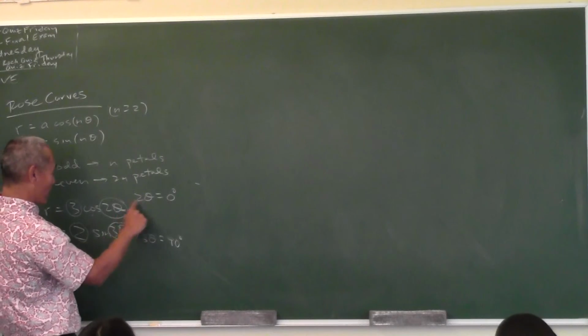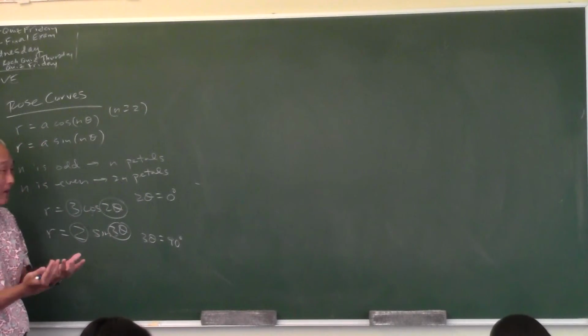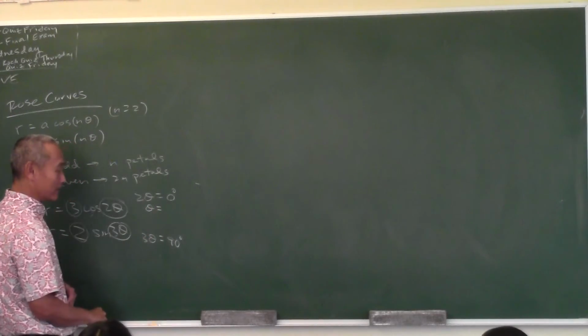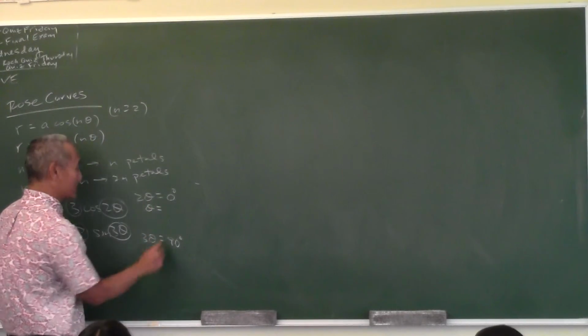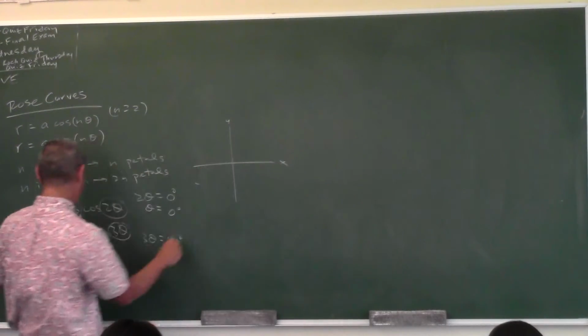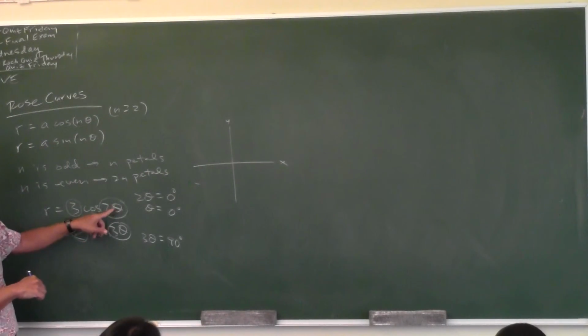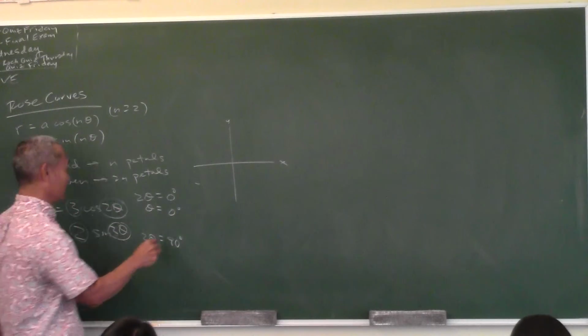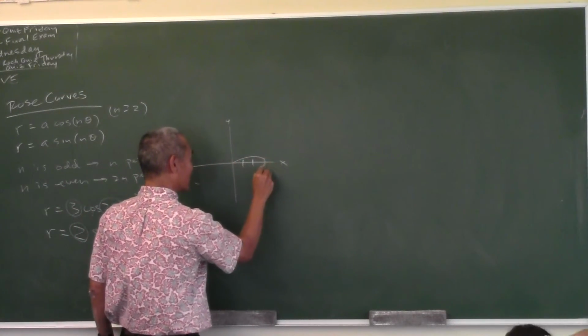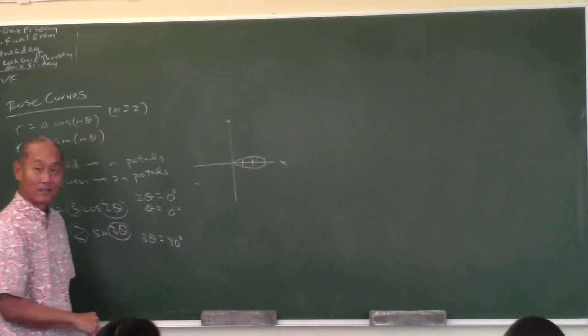So for the cosine one, let's graph. See, you have to become the calculator. If 2 theta equals 0, divide both sides by 2. What do you get? You get 0. So that means if I want to graph this one, the first petal is going to occur at 0 degrees. And it's going to be 3 units long, like that. So that's 1 petal right there.